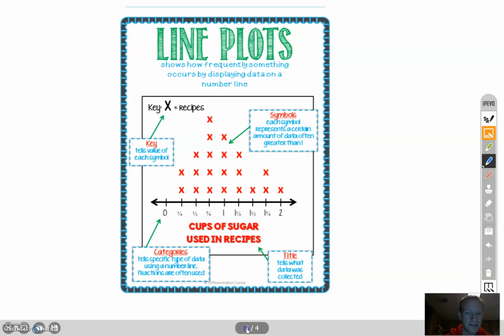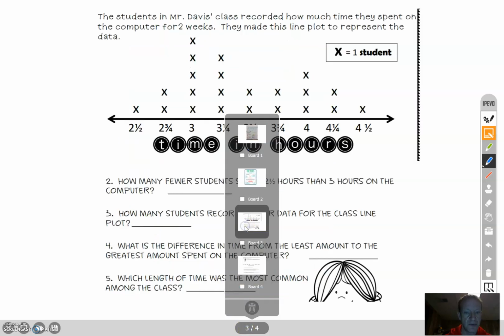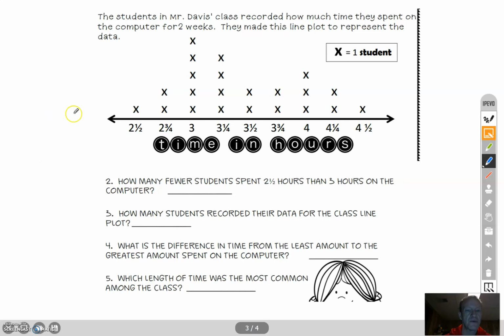Okay? So we're going to go ahead and take a look at the next slide and kind of do some question answers from this. Now, the most important part of doing line plots, because once again we talked about bar graphs and pictographs, is writing the numbers down. Okay? So we're going to write the numbers down on top of each X. That way when we go to answer questions, we'll have all the information in front of us. So we have 2, 5, 4, 2, 2, 3, 2, and 1. So now I don't have to count the X's anymore. I can just look up on top.